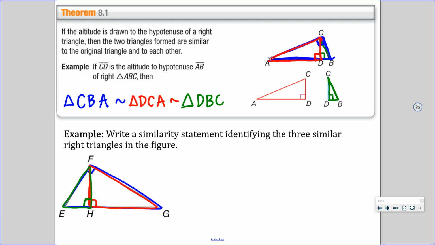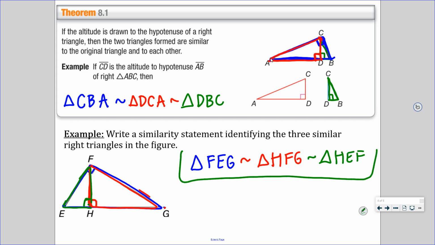Okay, so let's write our similarity statement here. Triangle, let's go in that same order. Let's start at the right angle, go up the short leg, down the hypotenuse. Even if it's a little out of alphabetical order, let's do F, E, G is similar to, okay, so I started at my right angle. I went up the short leg, H, F, down the hypotenuse, H, F, G. Those will be my corresponding sides, which is similar to triangle, start at the right angle, up the short leg, down the hypotenuse, H, E, F.